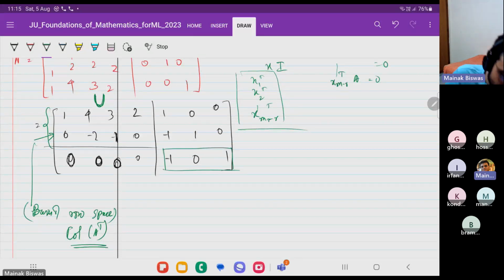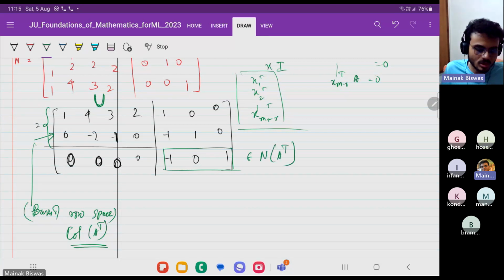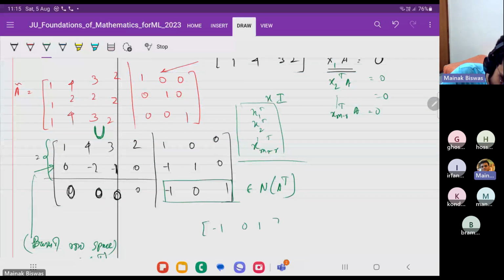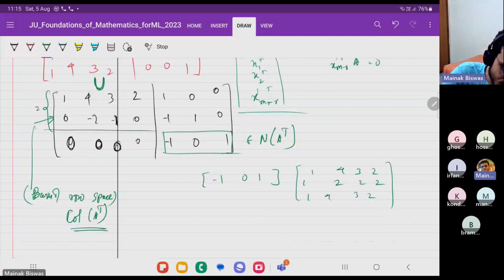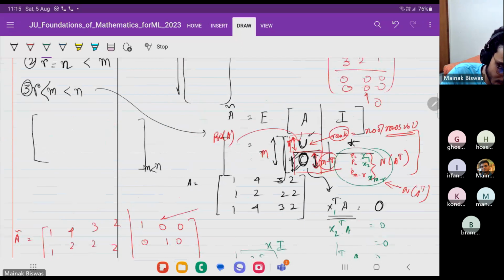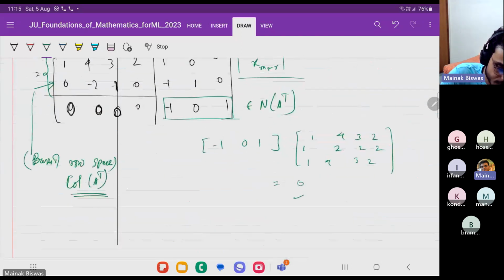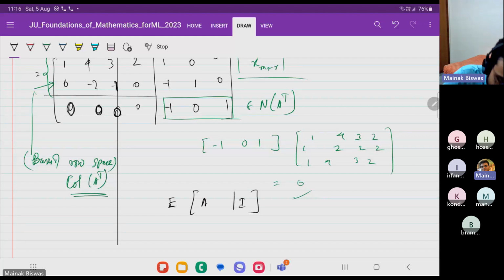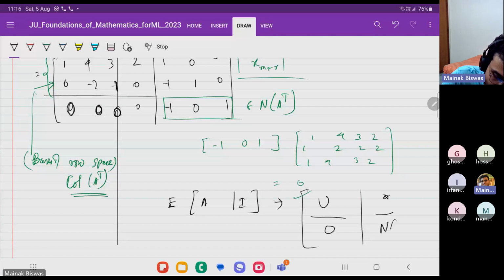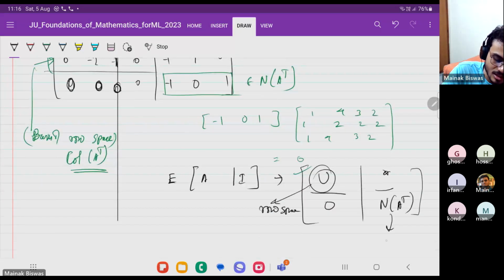Similarly, this will be your element of the null space of A transpose. Do you see why? So see, multiply minus 1, 0, 1 with 1, 4, 3, 2, 1, 2, 2, 2, 1, 4, 3, 2. This is what I was meaning by doing all these operations over here. See this part? So aren't you getting a 0? You're getting a 0, right? So what did we understand? That if we do an elimination on this type of matrix, I will be getting U, zeros, star and the null space of A transpose. So here I will get the row space.